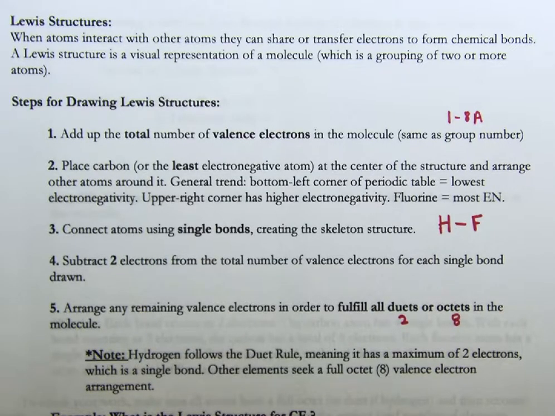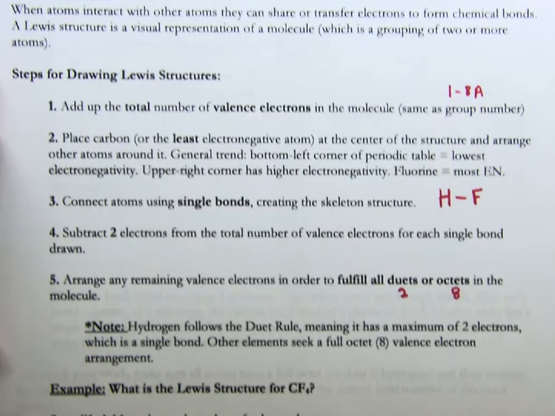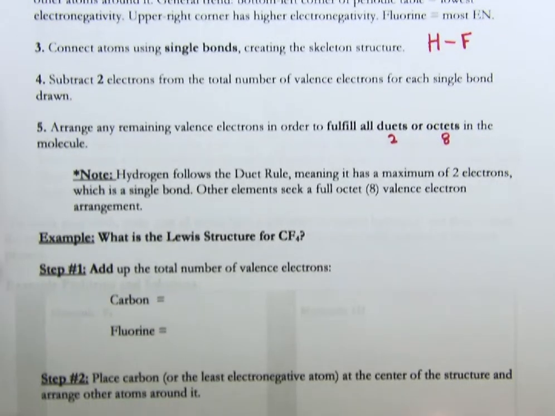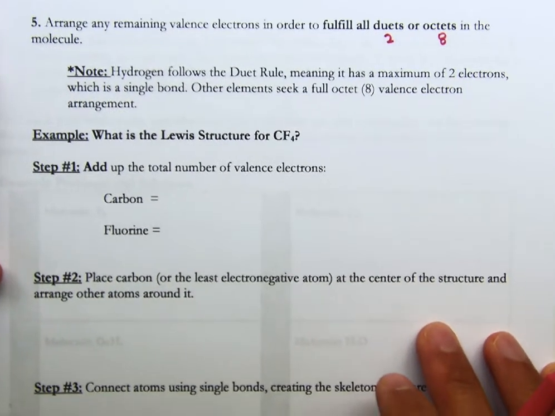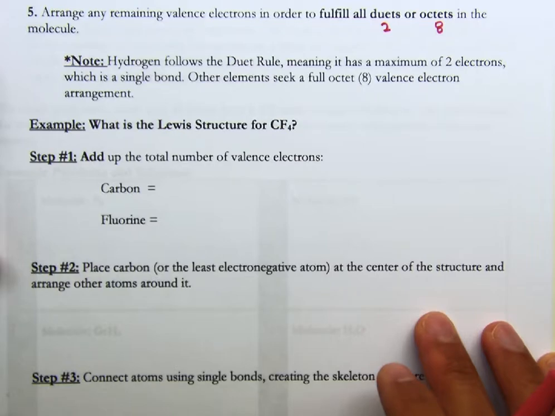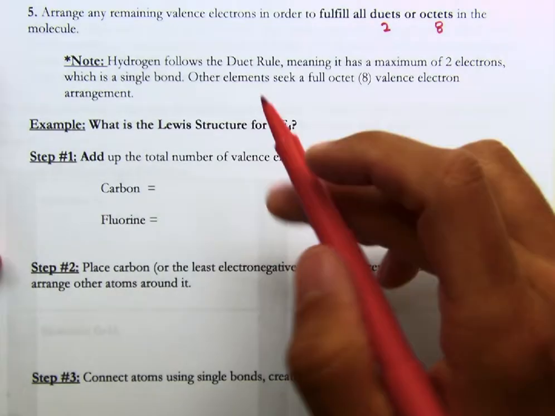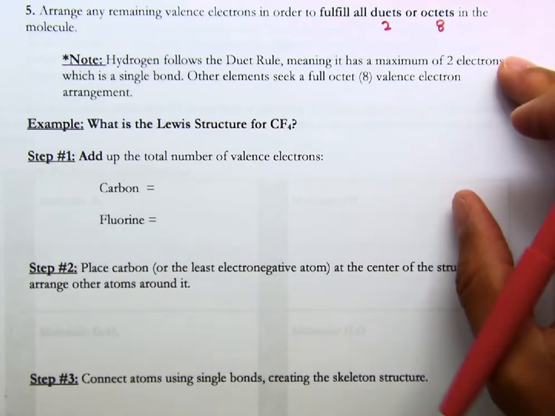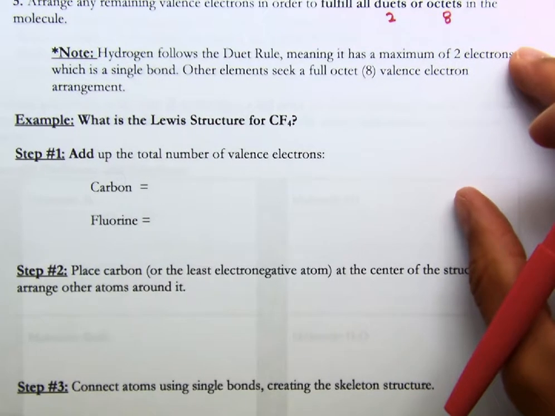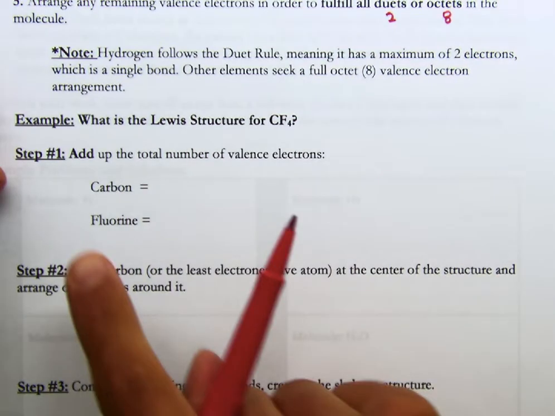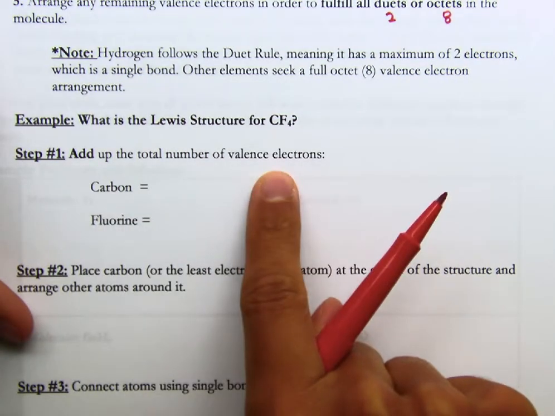Okay, let's do some examples, and you can see how I'll work through these steps, and then we will do even more practice together. Example number 1. What is the Lewis structure for CF4? So step 1, add up the total number of valence electrons.